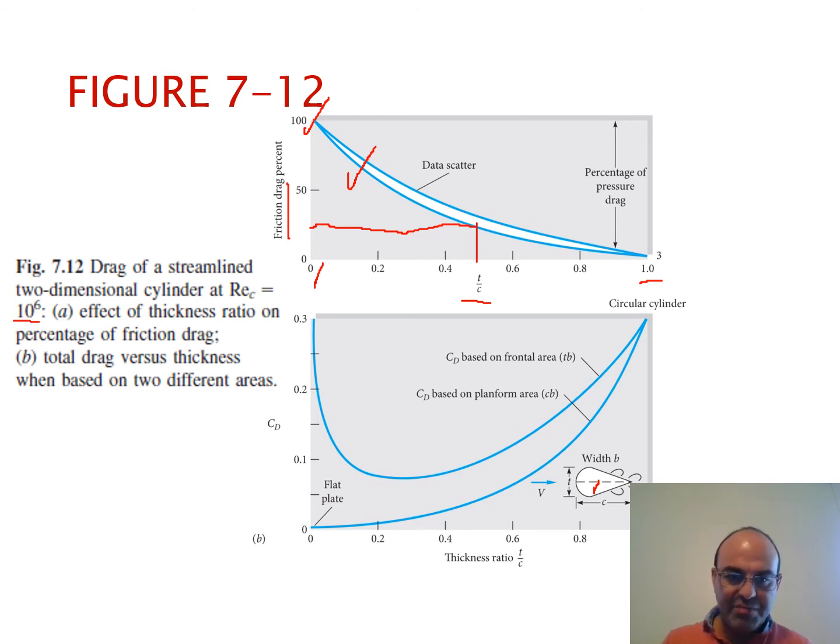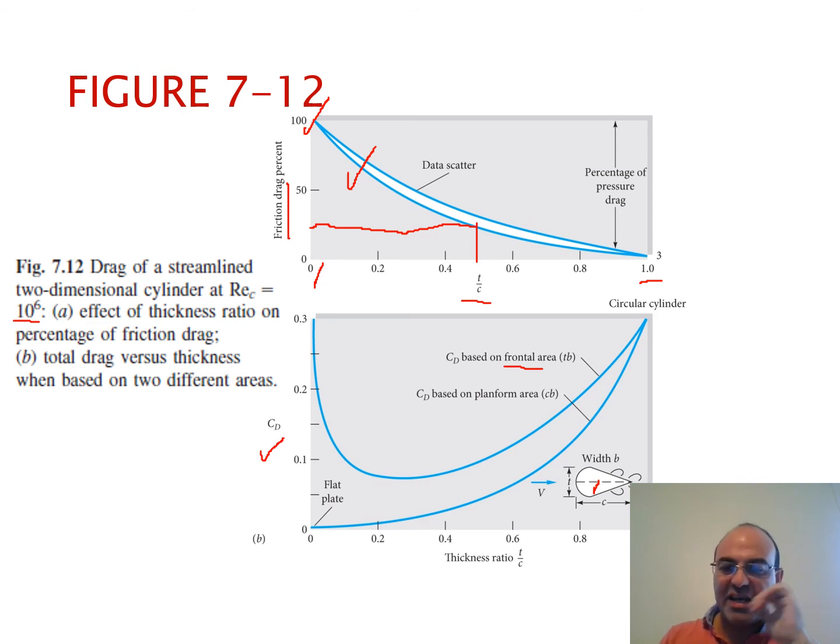And in part B here, we see the total drag coefficient CD versus thickness when based on 2 different areas. So before we said that CD can be defined based on frontal area. For this geometry that you see here, the frontal area is T multiplied by the width B. TB is the frontal area, not the curved area, just the straight area, the frontal area.